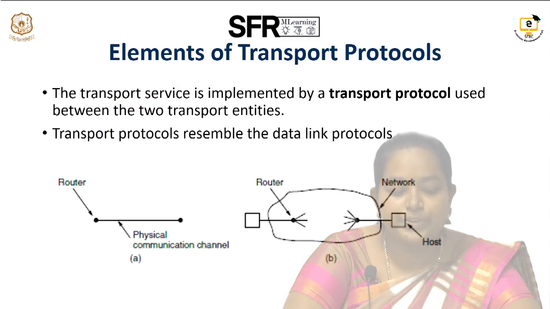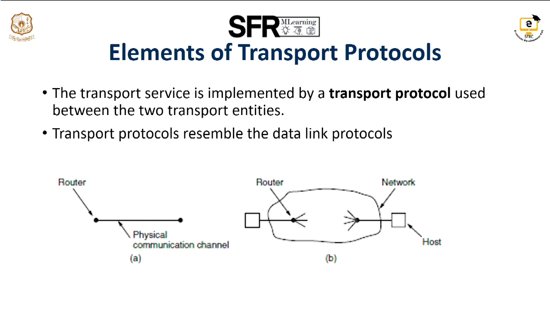Elements of transport protocol. The transport service is implemented by a transport protocol between the two transport entities. The transport protocol resembles the data link protocols, but the main difference between these is the working environment in which the two protocols operate. At the data link layer, two routers communicate directly via a physical channel, whether wired or wireless. Whereas in the transport layer, this physical channel is replaced by the entire network, which has been represented in the diagram.